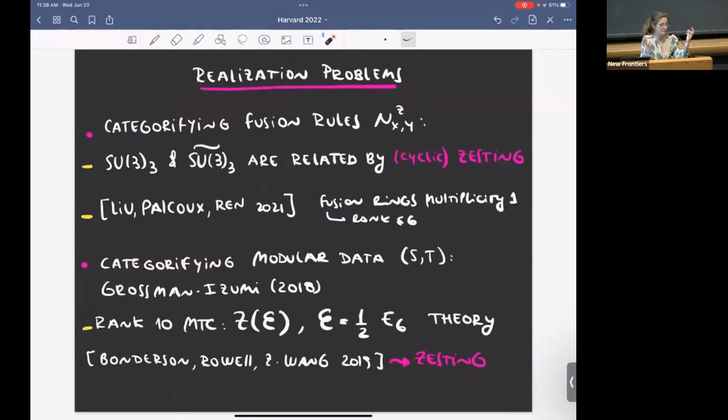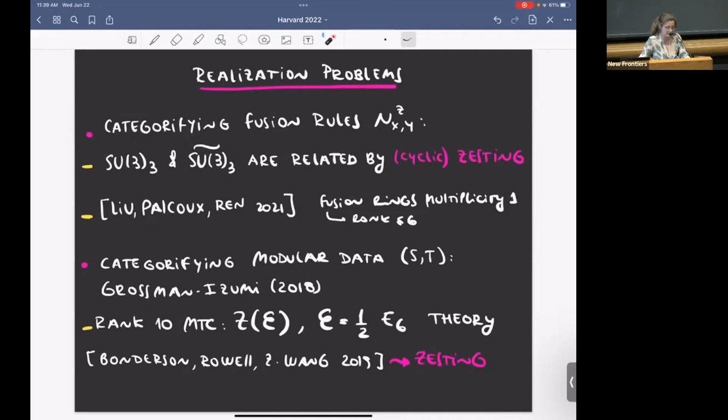So I was telling you that we are usually interested, if I have fusion rules or a fusion ring, or if I have S and T matrices, in knowing if they really come from a fusion category or a modular category, depending on the case. For example, one time that we used zesting was this 2012 paper that I was telling you about. We were able to show that these two things were related by zesting, so we showed the existence of that fusion ring in that way. But also Liu, Palcoux, and Ren, in 2021, were studying fusion rings with multiplicity 1 and rank up to 6. Some of the fusion rings they were able to realize, or they proved that they came from fusion categories using zesting.